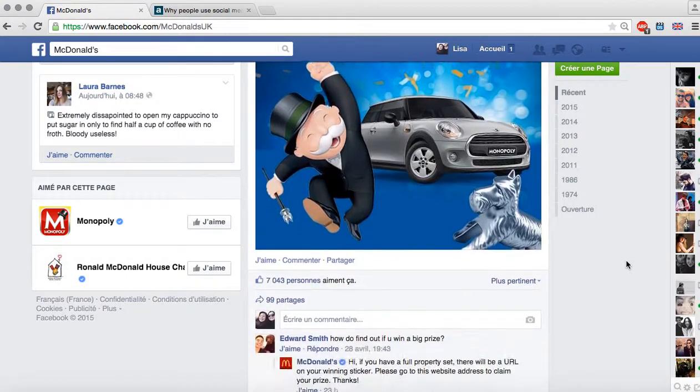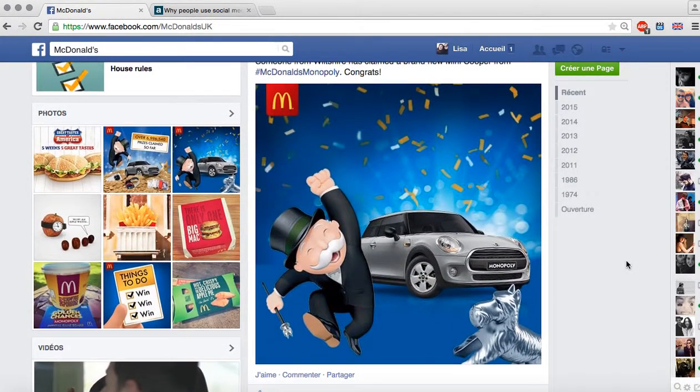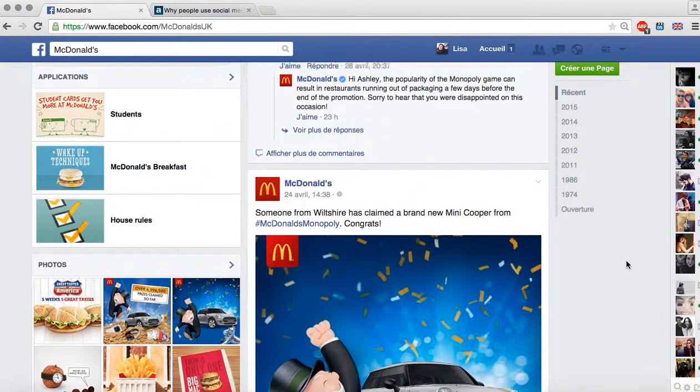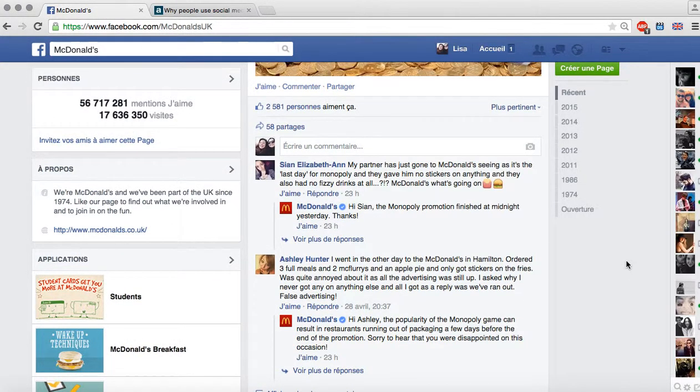Here are some examples that show that McDonald's makes a game for people for relaxing and just having a good time on the Facebook page. They're just playing a game, just thinking about another thing, just playing the game to win some presents. So it corresponds to the theme of entertainment that was evoked in the article.